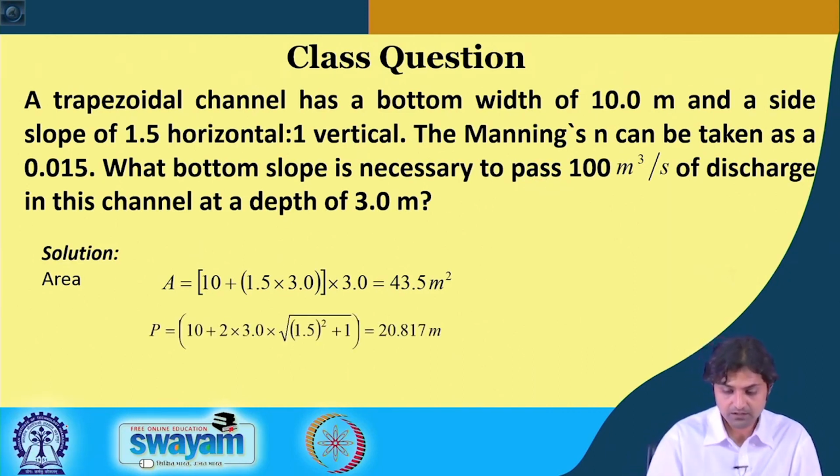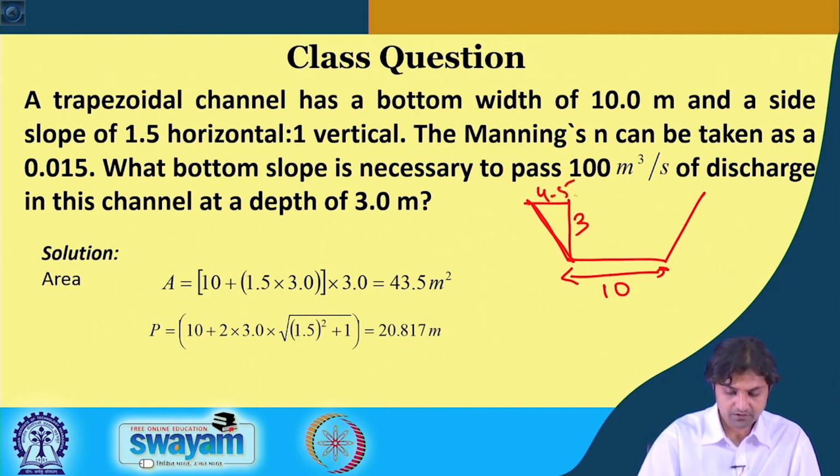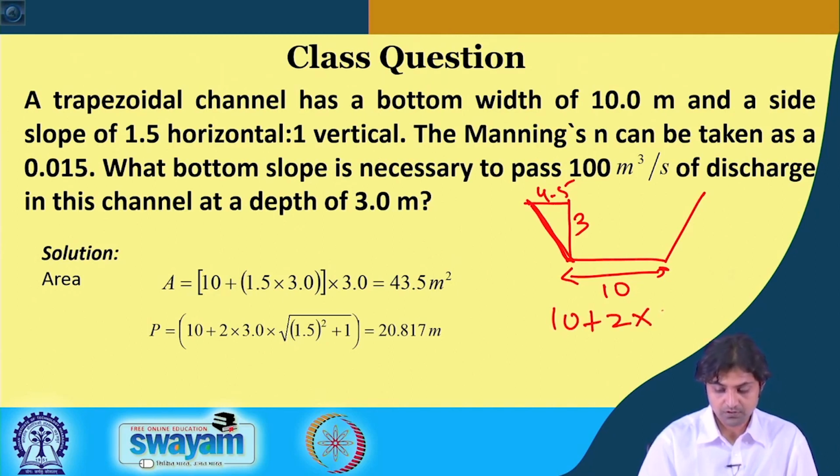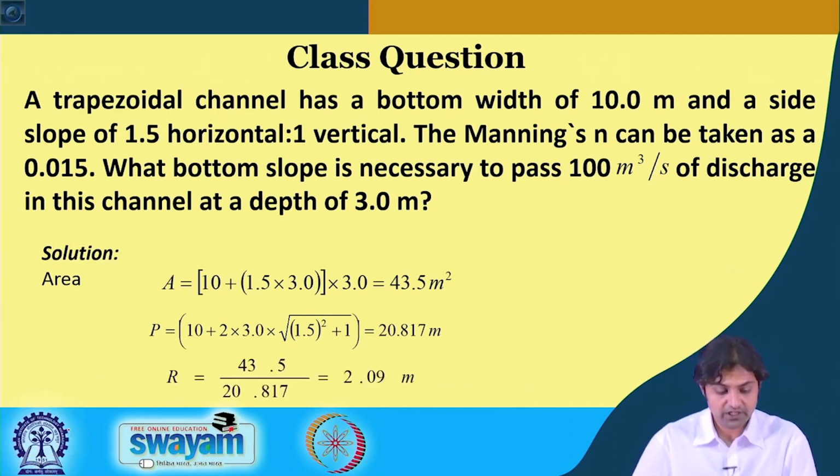And the wetted perimeter, the same thing. This is 10 plus 2 into whatever this length is. So, this is 3 and this is 4.5. This length we can find out, because they have taken it in terms of this slope. So, this will come 10 plus 2 into under root 3 square plus 4.5 whole square, and that will come to be 20.81 meter. Perimeter is also correct. Therefore, hydraulic radius is A by P. So, 43.5 divided by 20.81, that is 2.09 meter.